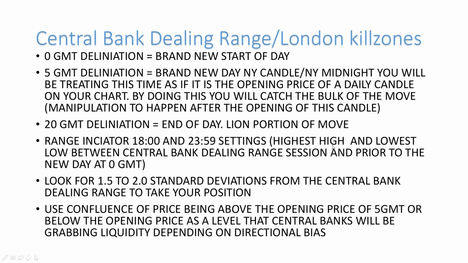The settings are the highest high and lowest low between the central bank dealing range session and prior to the new day at 0 GMT. So you're going to look for 1.5 to 2 standard deviations from the central bank dealing range to take your position on average. Now I'm going to be explaining what standard deviations are and what I mean by that. And you're going to use the confluence of price being above the opening price of 5 GMT or below the opening price as a level that central banks will be grabbing liquidity depending on the directional bias.